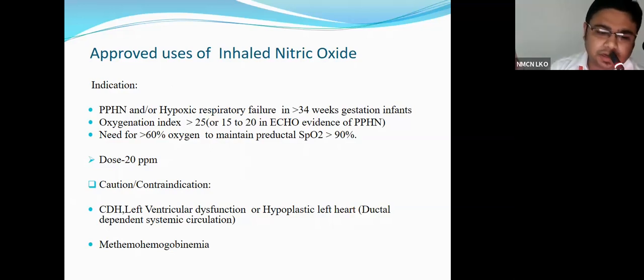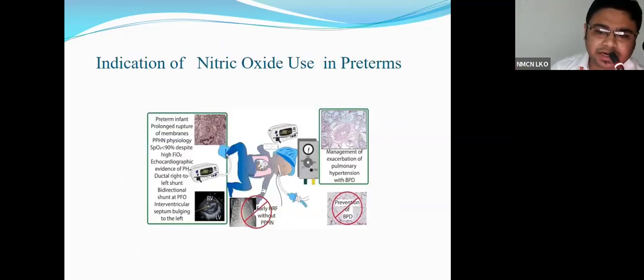we have to take into consideration some conditions in which there is a caution or we cannot use iNO. These are congenital diaphragmatic hernia, left ventricular dysfunction, or hypoplastic left heart syndrome. Also, in asphyxia and sepsis, you need to be cautious. So these are the indications of using iNO in term infants.